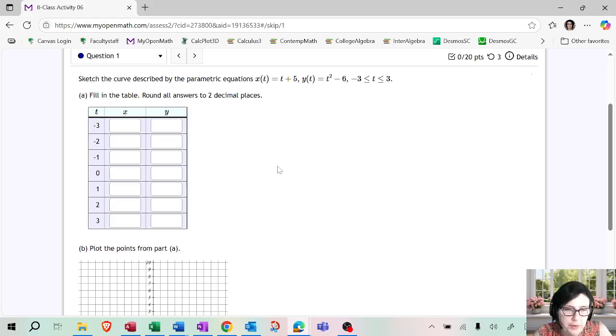Okay guys, in this video we are going to sketch a parametric curve. So what's happening here is for each value of t, which is called the parameter, we're going to evaluate x of t and y of t. So this is pretty simple.